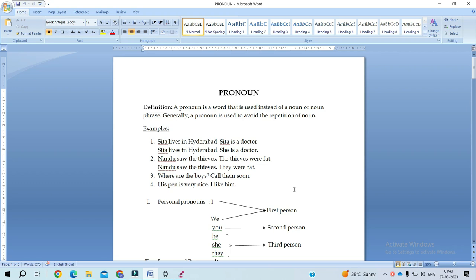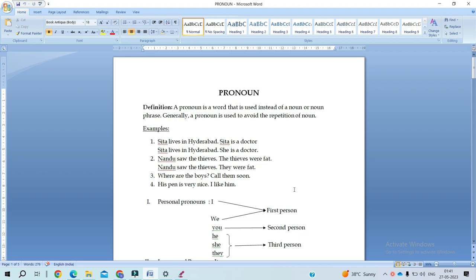This is Sujata. In this video, we are going to learn about pronouns. A pronoun is a word that is used instead of a noun, or simply we can say a substitute of a noun. Generally, a pronoun is used to avoid the repetition of a noun. Here we see some examples.